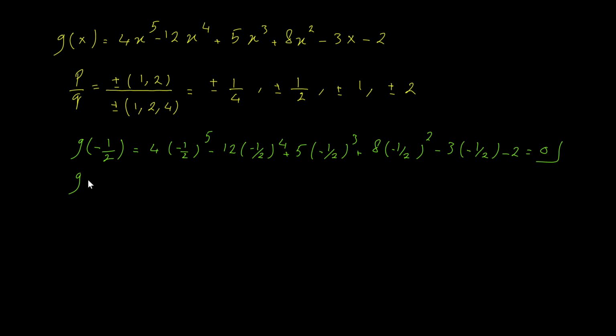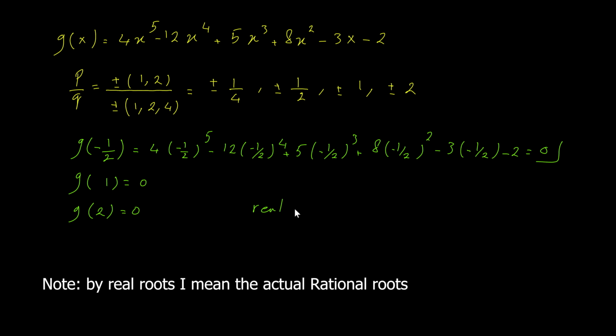We will get the same result of 0 for g of 1, and also g of 2 is going to be 0. So negative 1/2, 1, and 2 are the 3 actual roots. So the real roots are negative 1/2, 1, and 2.